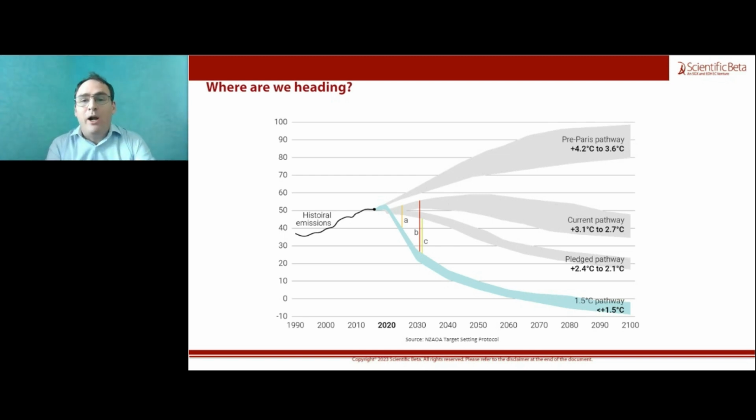Any kind of Paris-aligned strategy or net zero strategy, which are basically equivalent terms, is extremely ambitious. We need to do much more than we have already committed to do if we are to achieve those goals. So any kind of investment strategy that claims to be Paris-aligned or net zero is an extremely ambitious claim.